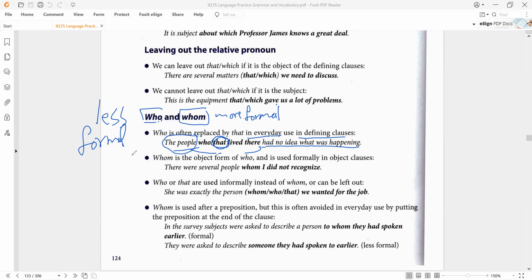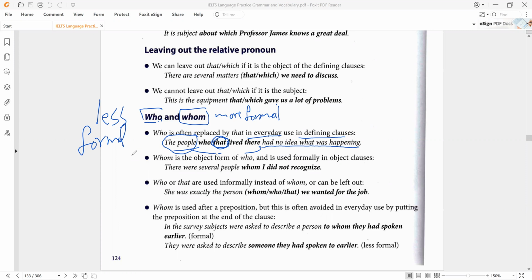This is language, because I know my mother, I know my uncle, I know my brother, but the people, who are they anyway? So here, I don't know them, so we can say the people that live there. So you can say the people who live there, or the people that live there. Okay, guys? So this is not a wrong sentence.